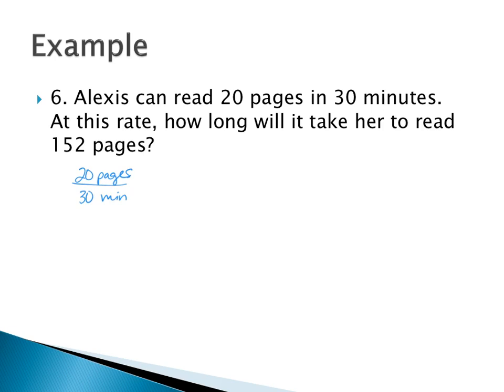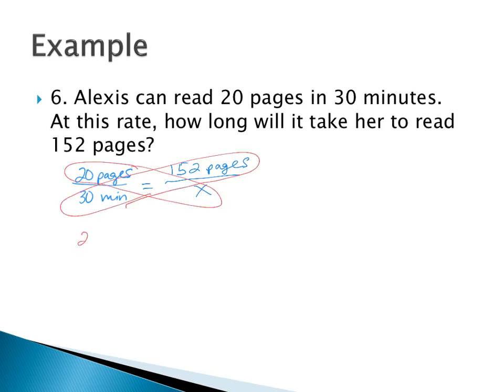When you set up proportions, you want to keep your labels in similar places. So we know we have to read 152 pages, so that's going to go on the top, but we do not know how long it's going to take. So in our proportion, we have pages over minutes and then pages over minutes. All right, now it's just a matter of cross multiplying. So we cross multiply here, we cross multiply here, so it's going to be 20 times x, and it's going to be 30 times 152.